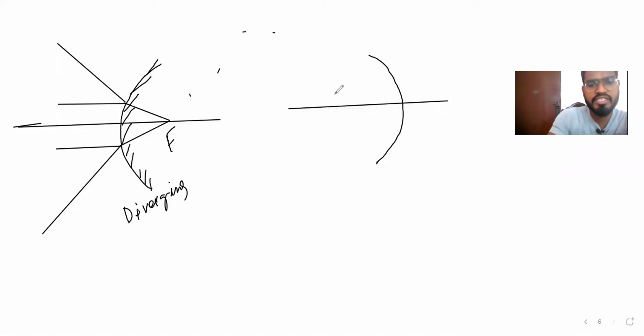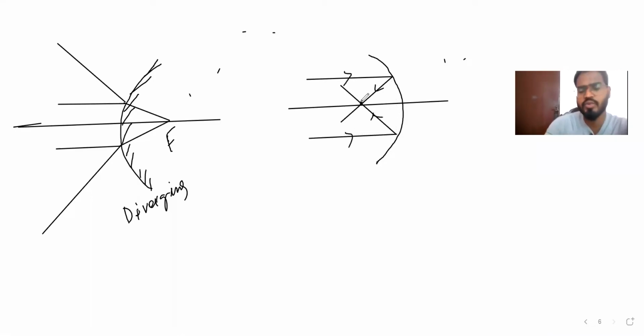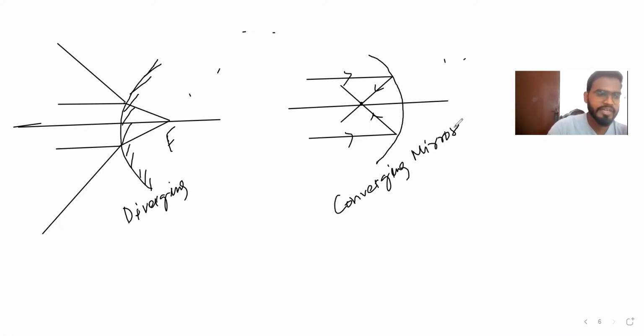Now leave the object; I'm just showing you how the image will form. Incident ray, reflected ray, incident ray, reflected ray, incident ray, reflected ray, incident ray, reflected ray, and the image is going to form here, right. So this is diverging and this is converging. Converging mirror, that is, diverging mirror, right.